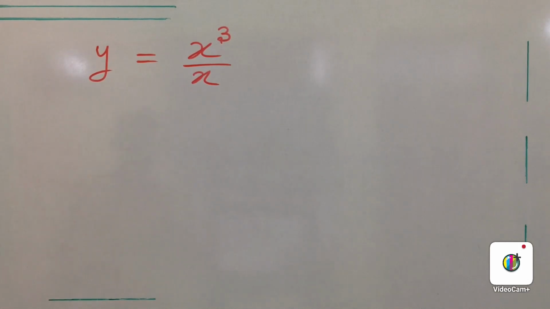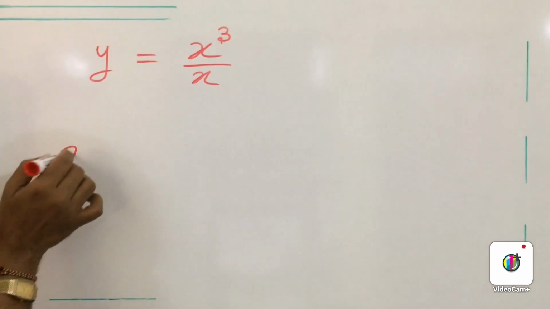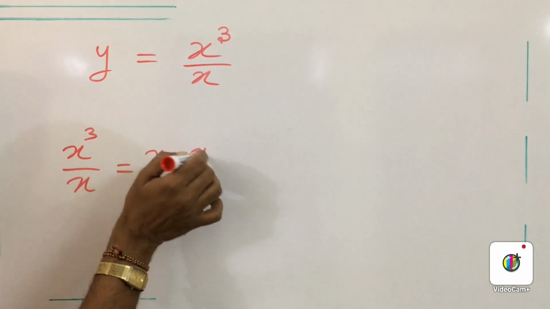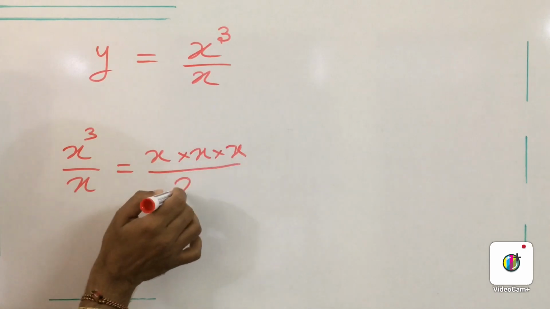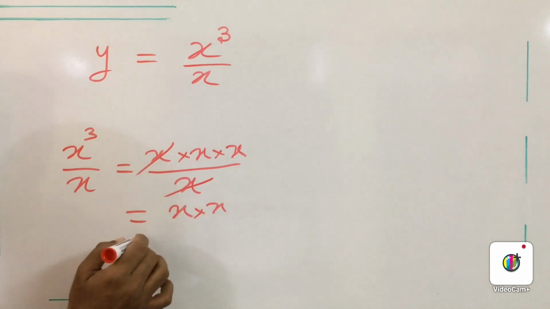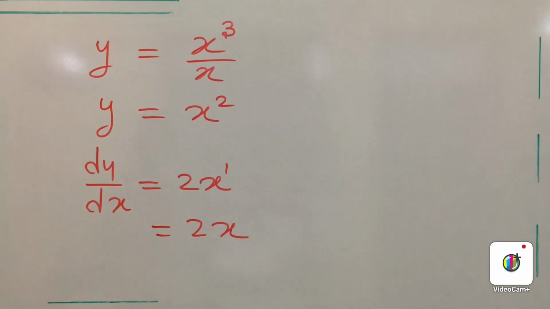When you see this type of question, first you should simplify x cube over x. x cube means x into x into x, over x. When you cancel one x and one x, you get x into x. Therefore, that is x squared. So when you simplify x cube over x, it is x squared. Therefore, y equal x squared. When you differentiate, dy over dx equal 2 comes in front of the x, 2 x to the power 2 minus 1, 1. Therefore, the answer is 2x.